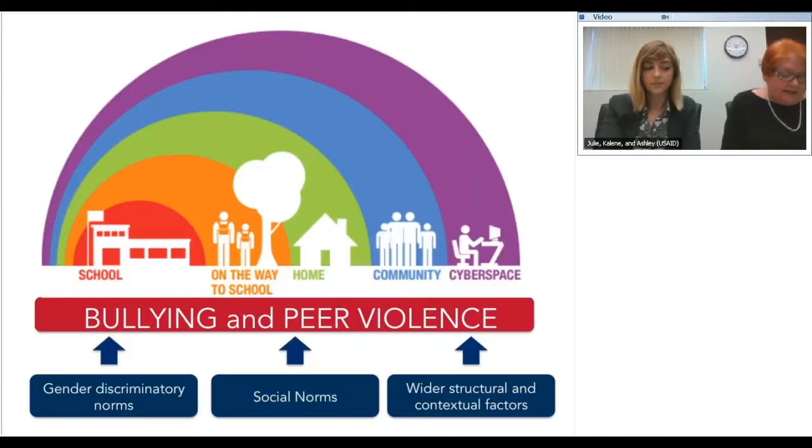So as we can see, the root causes of bullying and peer violence do not lie in one culture, tradition, or institution, but in wider structural issues, social norms, and deep-rooted beliefs and behaviors that shape gender and authority. And just to point out, wider structural and contextual factors include conflict, income inequality, deprivation or marginalization, and weak systems.